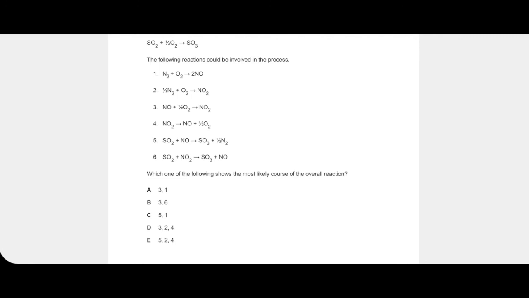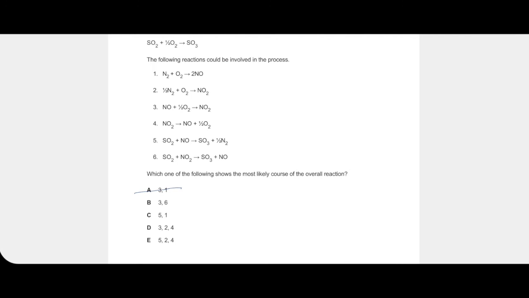So let's start with A. A says that it's reaction 3 and reaction 1. This is incorrect because reaction 3 produces NO2. NO2 is not used up in reaction 1, and NO2 is not produced in the overall reaction, so therefore this is not possible. Let's give that a fat cross. Let's move on to option B.